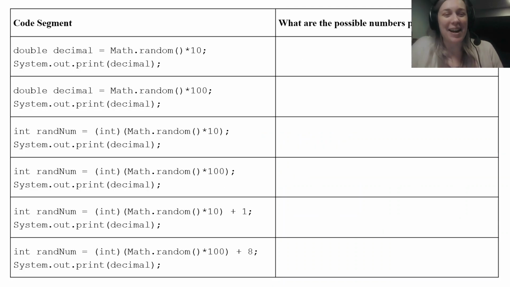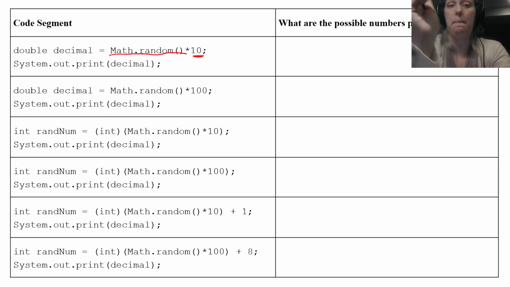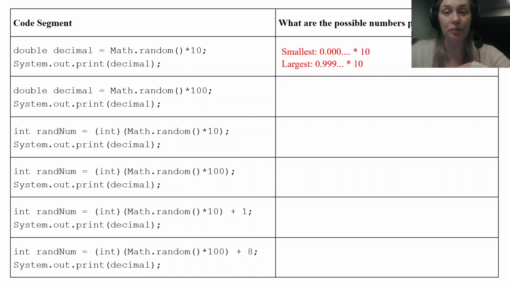Let's see it. All of these code segments are going to give us some sort of range of numbers, so we're going to talk about what that is. This first one starts off as Math.random times 10. That's the expression I have, Math.random times 10. What are the possible numbers that are printed off with Math.random times 10?